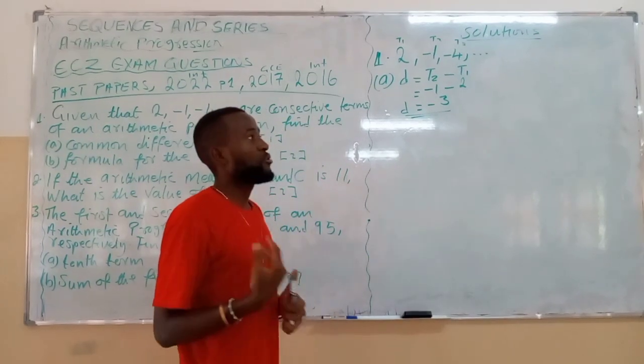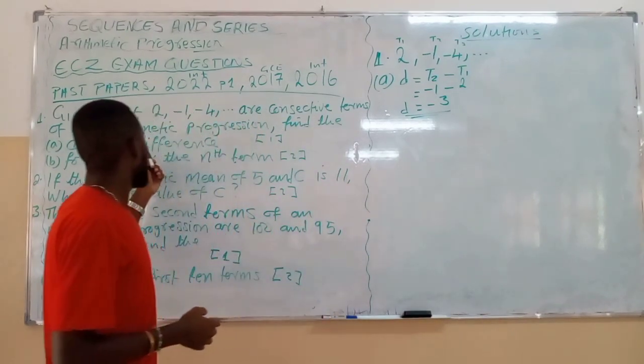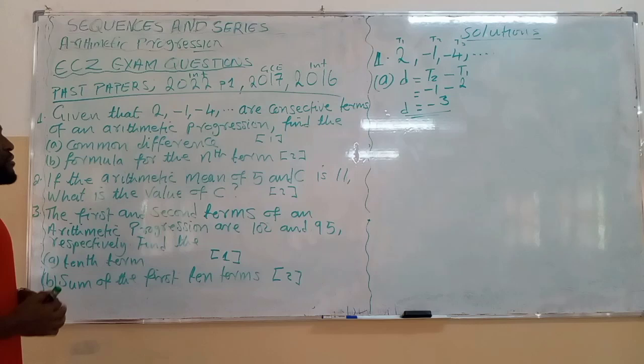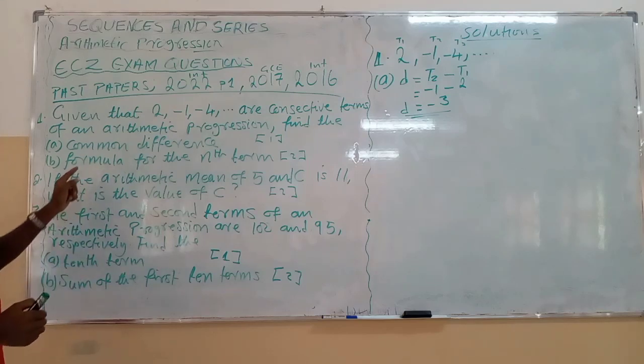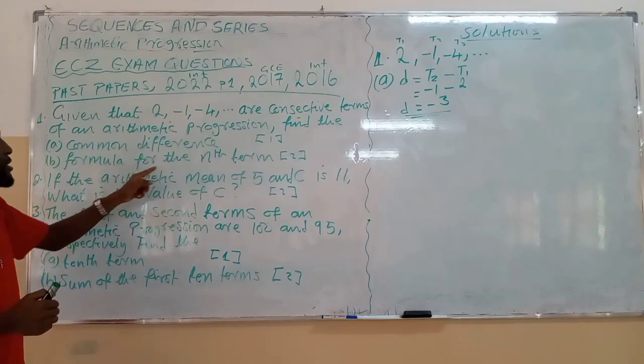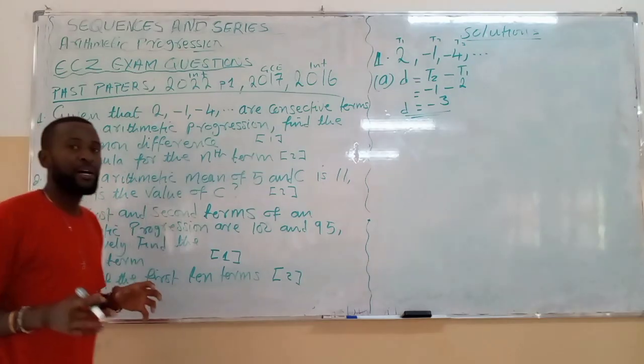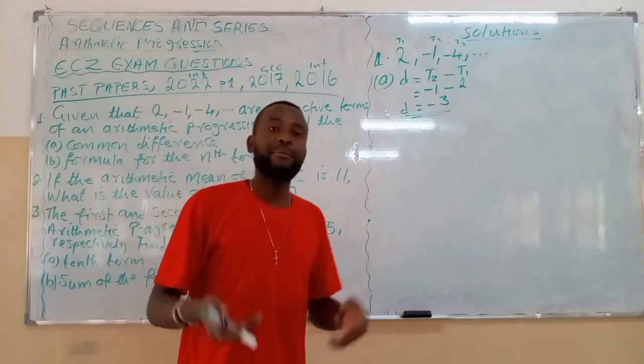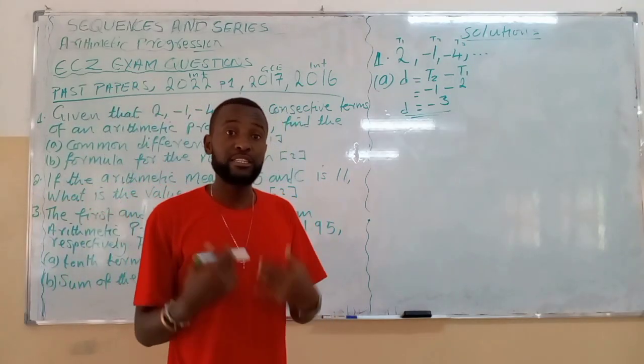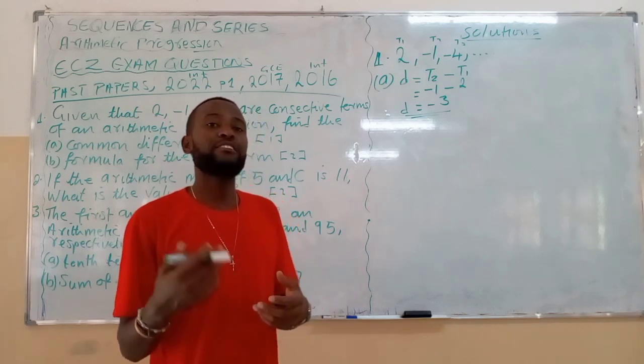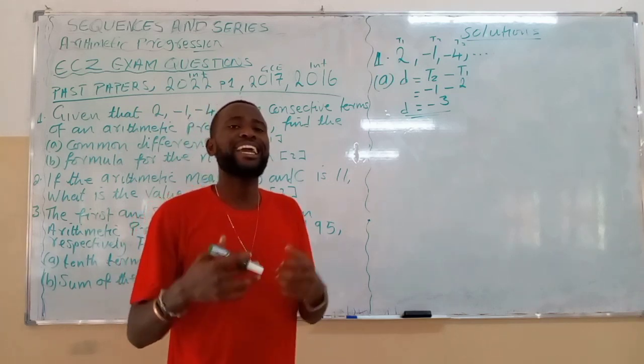So once you have found the common difference, you can now come to answer question B, which is the formula. Find the formula for the nth term. Now remember, the formula is the same as the expression for this scenario. So you need to know the original formula for the nth term.